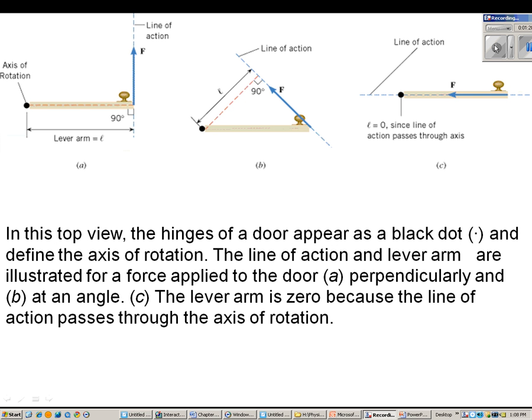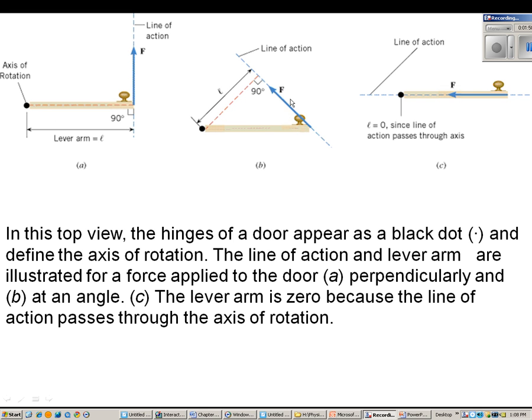In this top view, the hinges of a door appear as a black dot and define the axis of rotation. The line of action and lever arm are illustrated for a force applied to the door. A is when it's perpendicular, and B when it's at an angle. In C, the lever arm is 0 because the line of action passes through the axis of rotation. So the lever arm is always the perpendicular distance from the line of action of the force to the axis. So here's our lever arm, here's L.